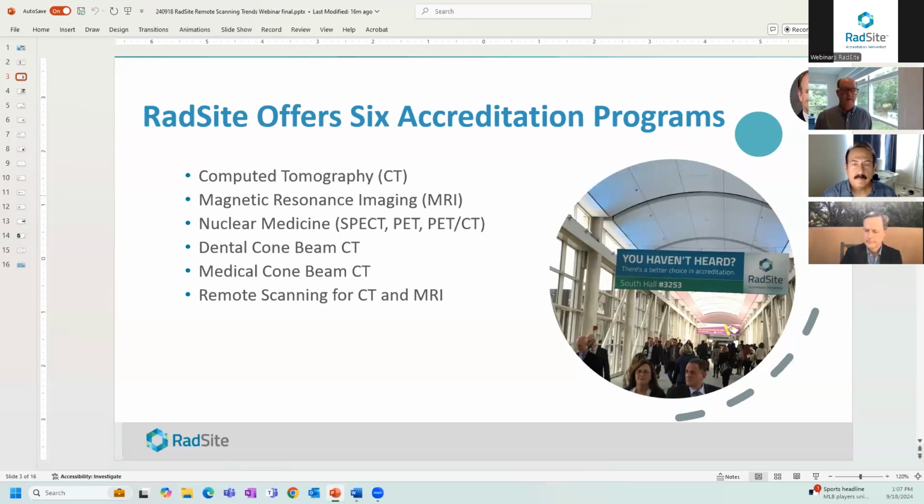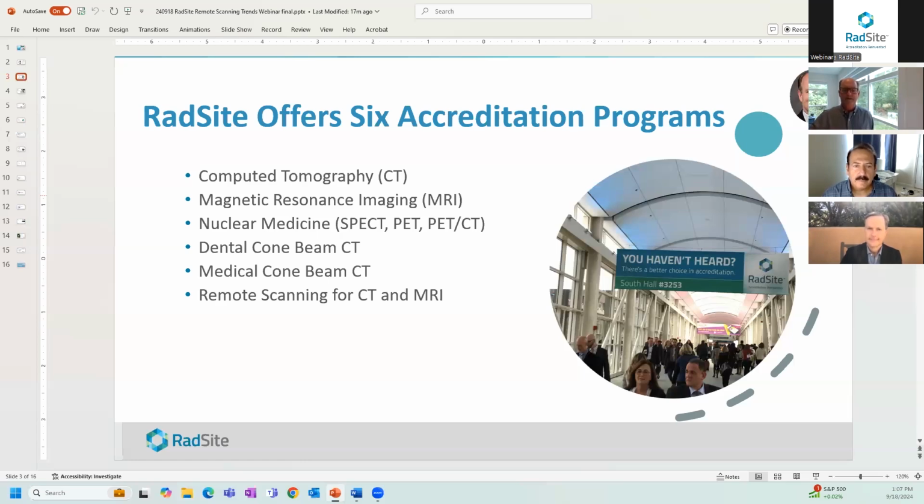So I think what you'll hear today is that RadSite is really bringing to market the first comprehensive set of standards that deal with all the different aspects of remote scanning. And we'll explain a little bit more of the process. We're hoping to launch this later this year or in January.